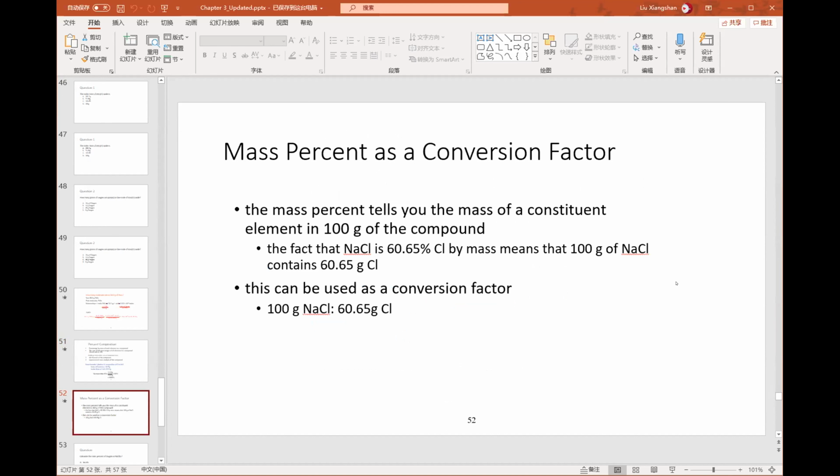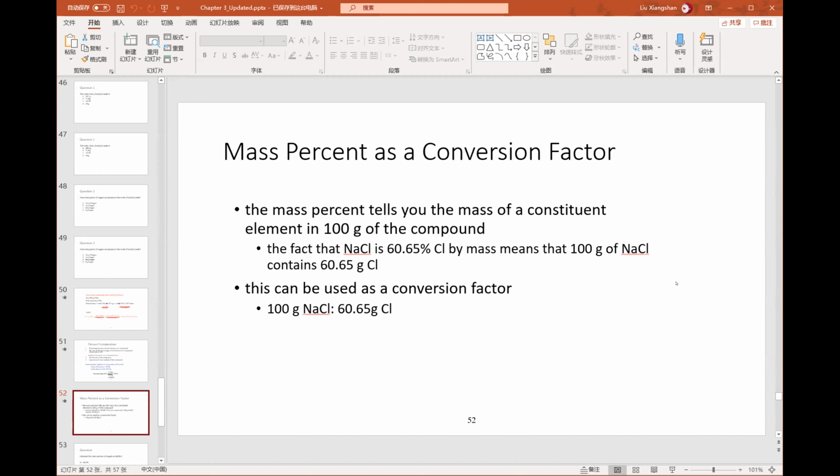And then we will learn the mass percent as a conversion factor. The mass percent tells us the mass of a constituent element in 100 grams of the compound, which means in 100 grams of the compound, this is the mass of one of the atoms.